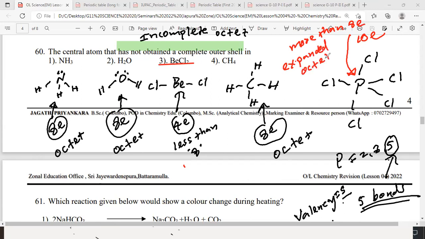Therefore, most of the third period elements can form molecules with more than 8 electrons in the valence shell. Right. Let's move on to question number 61. This should not be deleted because it is important. Right. Question number 61.